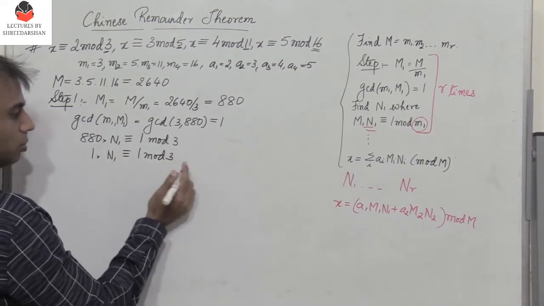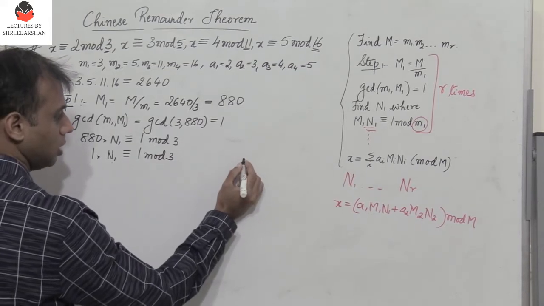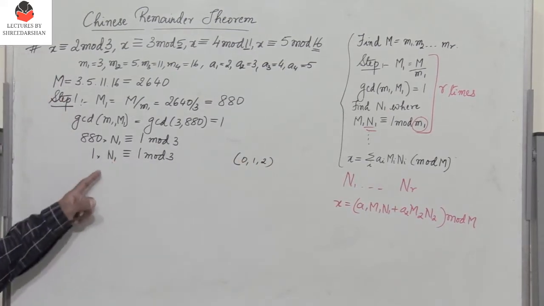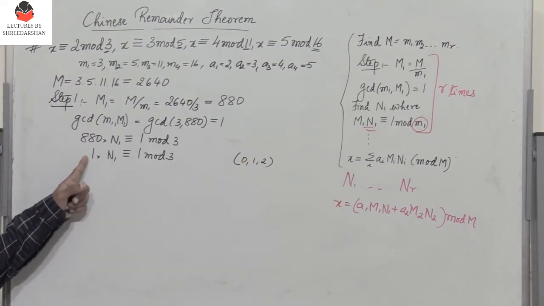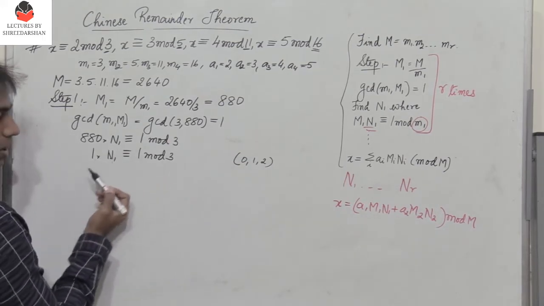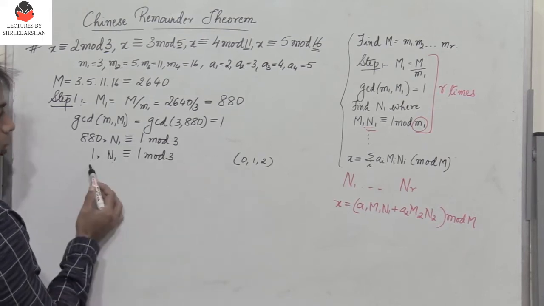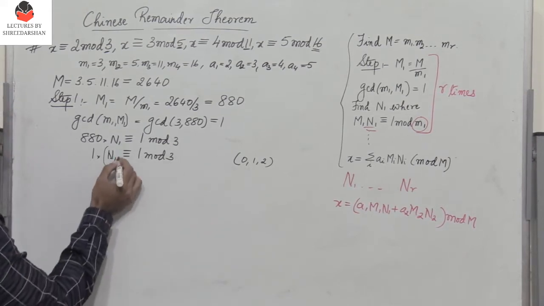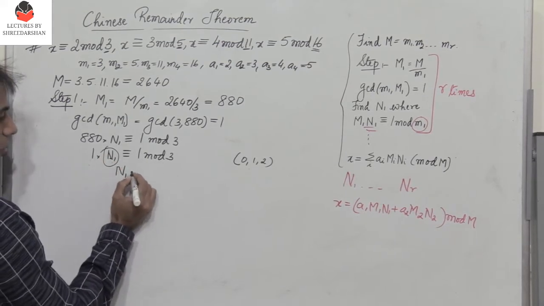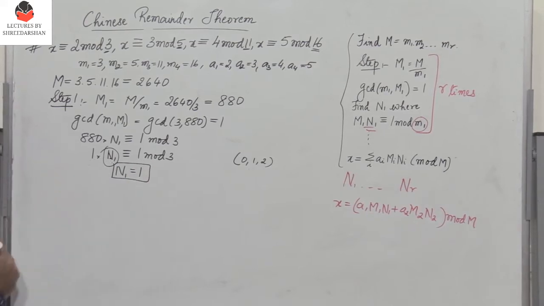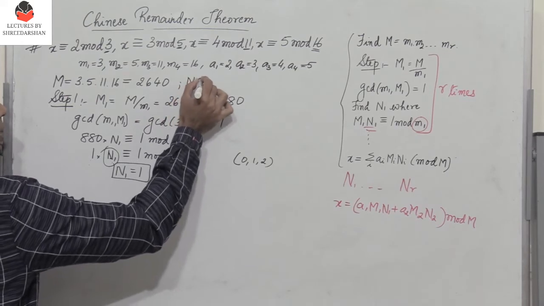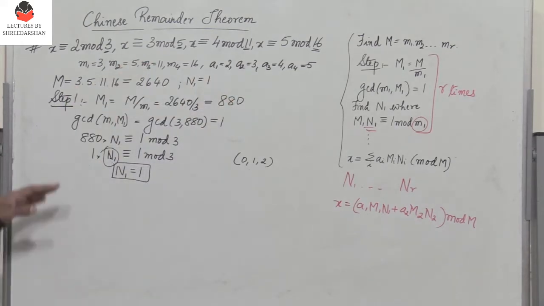So when we are operating in mod 3, we know that the only values are 0, 1 and 2. So I need to find N1, where N1 is the inverse of 1. We can do it by inspection. 1 into 0 will not give me 1, 1 into 1 will give me 1, 1 into 2 will not give me 1. So the inverse of 1 is 1 itself. So N1 is 1. Let me write the value of N1 here, which is 1. So we are through with step 1.